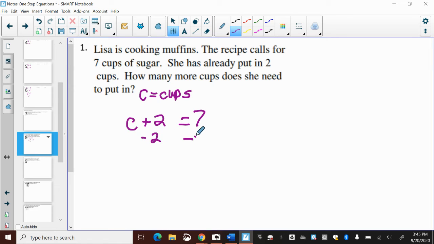Subtract 2 from both sides. And we get C is equal to 5. So your answer would be 5 cups. And that makes sense. 5 cups plus 2 cups gets us to a total of 7.